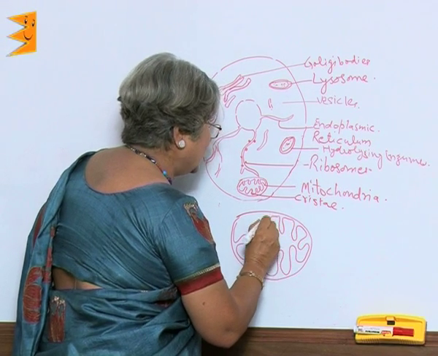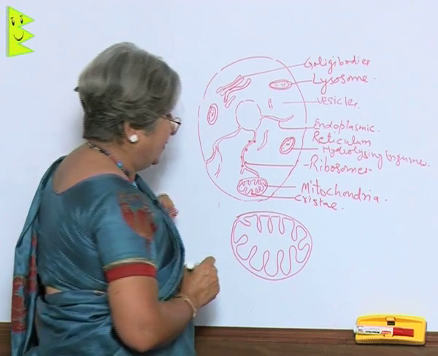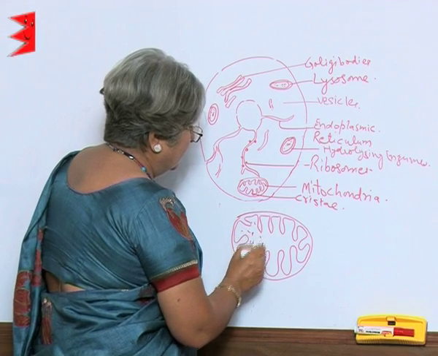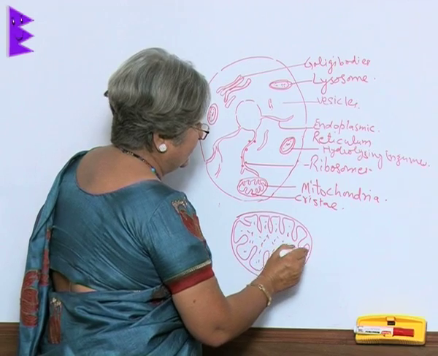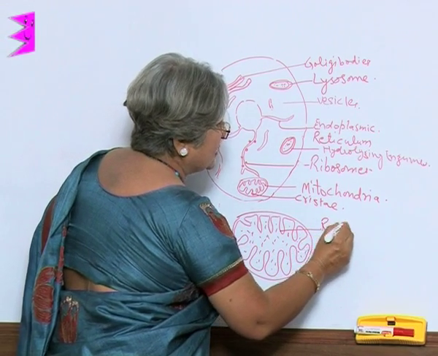now why is the need of making these cristae? Because we want more surface area. This is filled with respiratory enzymes. So, what does that mean? What is it concerned with?